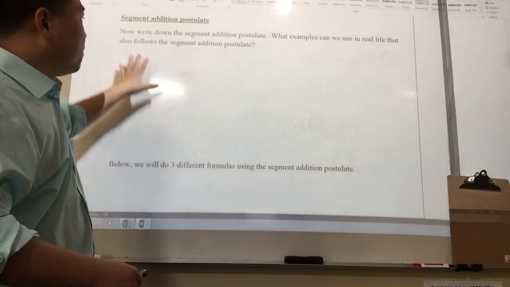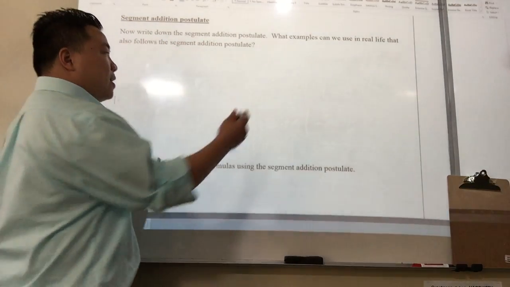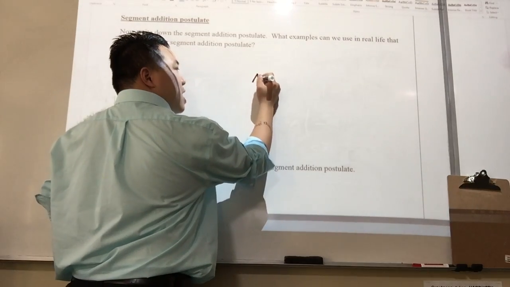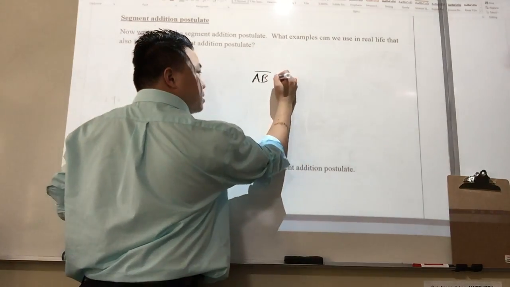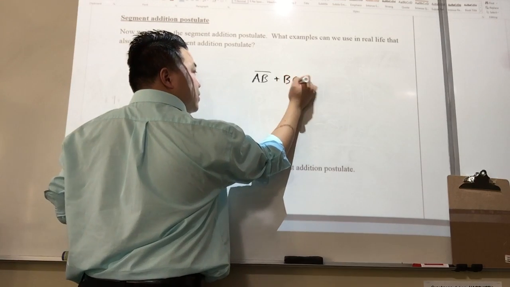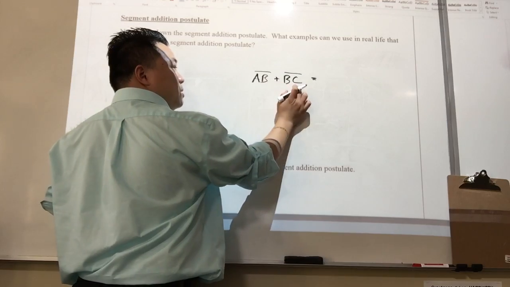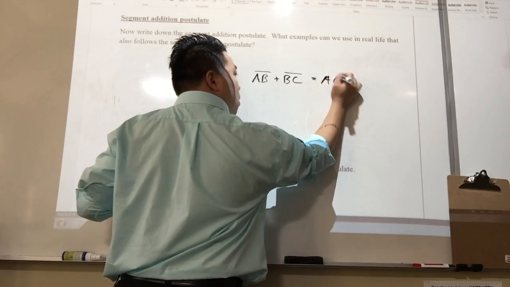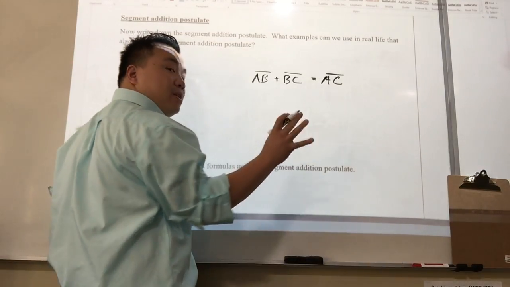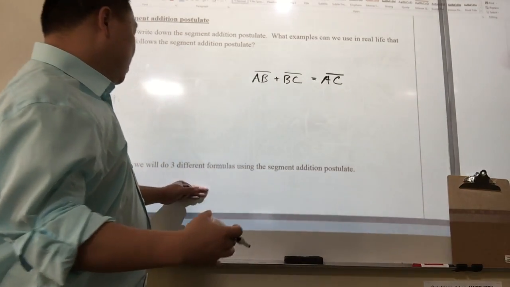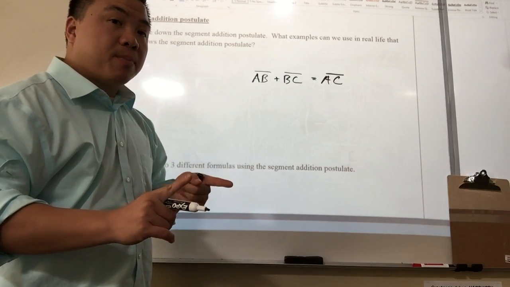Okay? So, here is the segment addition postulate. It's line segment A to B plus line segment B to C. That equals the whole line segment from A to C. So here is my very simple example. After we do the very simple example, we're going to do one complicated algebra example.